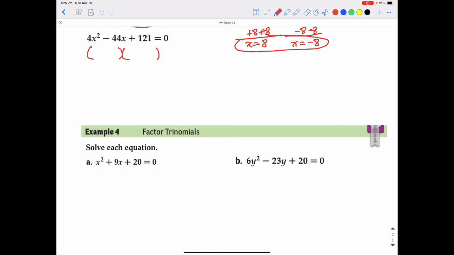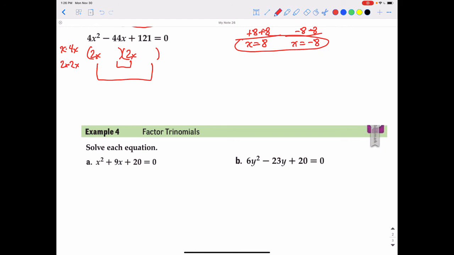So what are two terms that multiply to be 4x squared? Well, there's actually x times 4x. That is one possible set. And then there's also 2x times 2x. I'm going to do 2x times 2x, but if I can't get 2x times 2x to work, I'm going to have to go back and try x times 4x. So I'm going to split the first term up as the 2x and 2x, and then two numbers that multiply to be 121, but have insides and outsides that add up to negative 44.